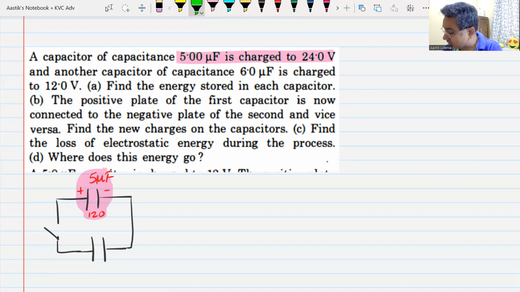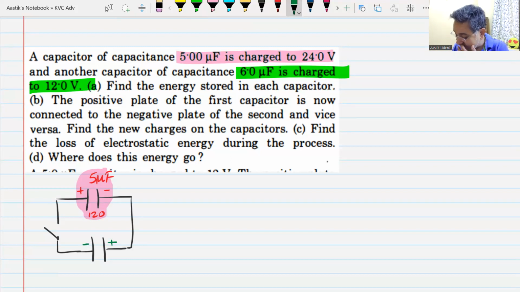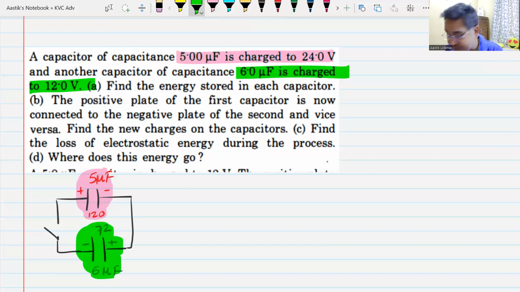Now the other capacitor, let me call it the green capacitor, 6 microfarad, charged to 12 volt. The negative of the first is connected to the positive of the second. So let me call this negative and this positive. Do we understand this? Yes, sir. This is your 6 microfarad capacitor and the charge on this capacitor is 72. Yes or no? Yes, sir. This is the initial condition. You have the green capacitor and you have the pink capacitor.